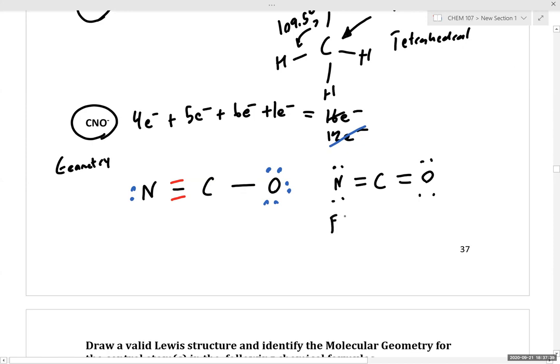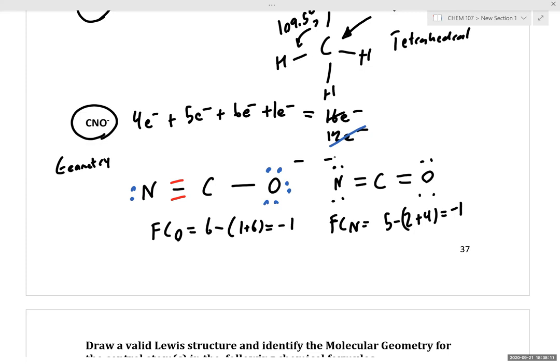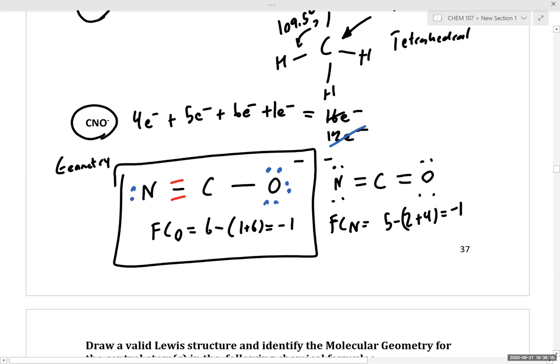So in the structure on the right, we have a formal charge on nitrogen equal to 5 minus 2 plus 4, or -1. On the structure on the left, we have a formal charge on oxygen of 6 minus 1 plus 6, or -1. So, my question to all of you is, which atom is more electronegative? Oxygen or nitrogen? Which atom is more electronegative? Oxygen. Ergo, the structure on the left is preferred.